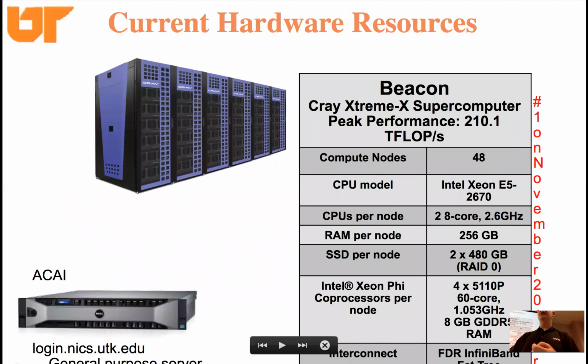Here's the hardware that you guys are going to have available to you this week. The first one is Beacon. It's our biggest supercomputer we currently have on the floor. It's a Cray Extreme supercomputer. It can do 210 teraflops a second. So it's a pretty hefty machine. For the work you're doing this week, you may not need the entire machine to do your work, but if you did, it would be there to use.